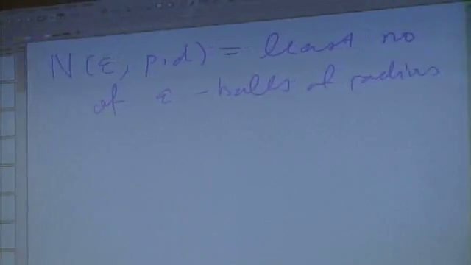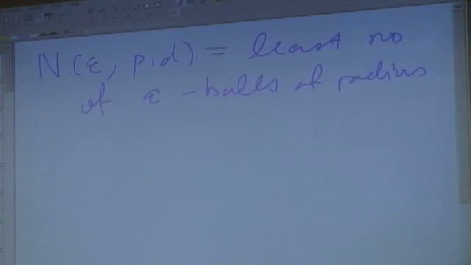Then there's a notion of Kolmogorov entropy, in which we measure the degree of the compactness. So set N of epsilon, p, and d to be the least number of L infinity balls of radius epsilon needed to cover. There I go, now I've got the adjectives in the right order.